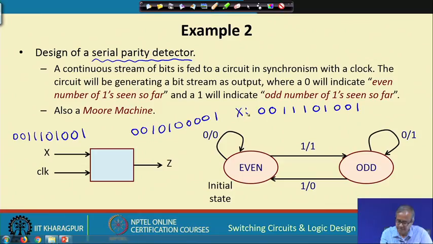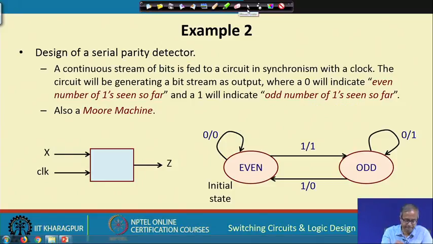Okay. Let us start. This is my input x. So, what will be my z? Even, a 1 has come, it is now odd parity. So, again a 1 has come, it has become even. Again a 1 has come, it has become odd. A 0 has come, it remains odd. A 1 has come, it has become even again, 0 again even, 1 again odd. So, this will be the output, right.